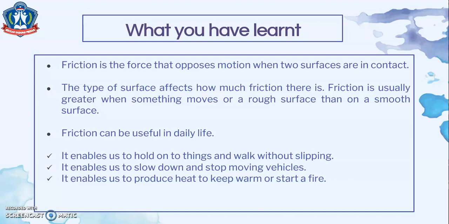Friction is the force that opposes motion when two surfaces are in contact. The type of surface affects how much friction there is. Friction is usually greater when something moves on a rough surface than on a smooth surface. Friction can be useful in daily life. It enables us to hold on to things and walk without slipping. It enables us to slow down and stop moving vehicles. It enables us to produce heat to keep warm or start a fire.